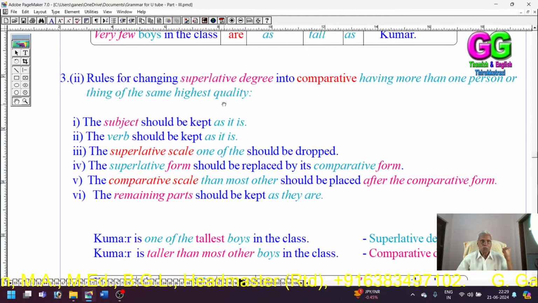Then third, I mean second example of the third: changing positive degree into comparative degree.